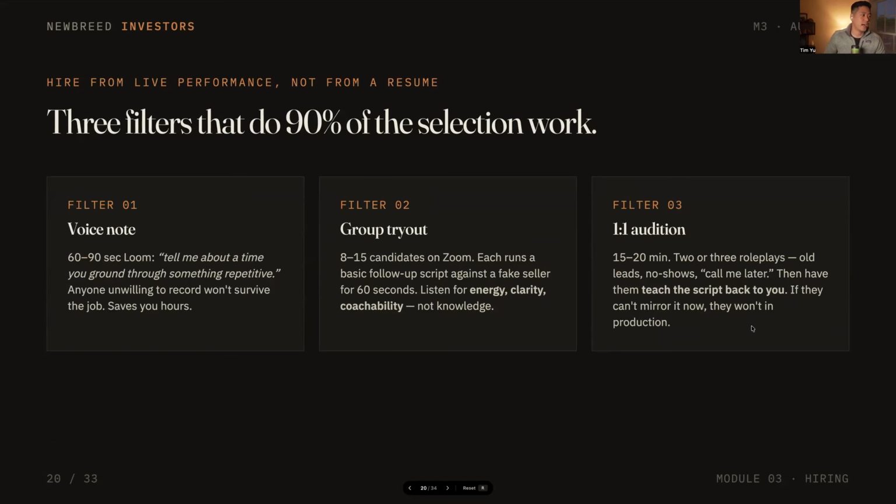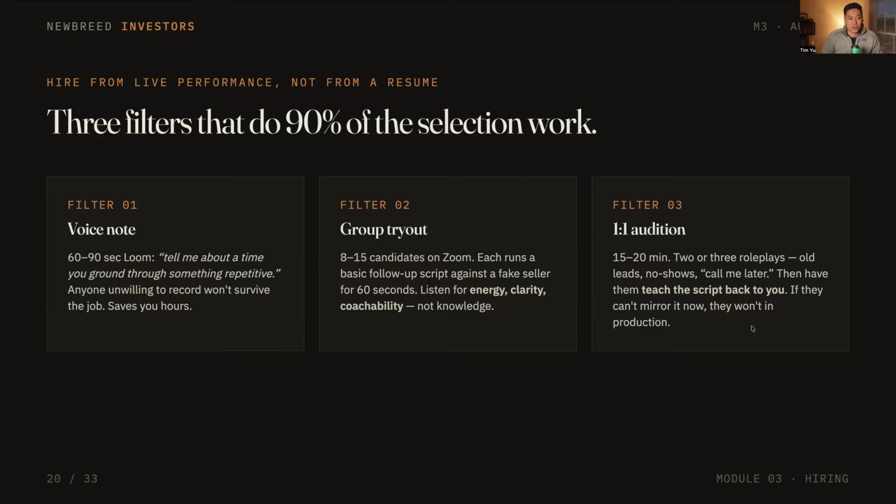Okay. So hire from live performance, not off the resume, right? How many guys that you know, including yourselves, have hyperinflated your resume? And that's okay, right? There's going to be a ton of people that interview and apply, but you want to make sure that you're hiring from the performances that you see within the hiring funnel, right? The Loom video that they send you, the group talk, and then ultimately the one-on-one role playing. You want to grade off that.